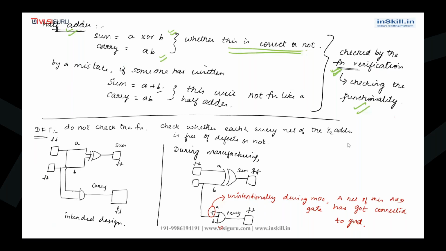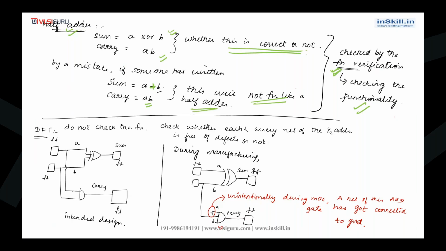So whether that is correct or not, that is what will be checked by the functional verification team. They will be checking the functionality. By mistake, if someone has written sum is equal to A plus B, carry is equal to AB, then this will not function like a half adder.